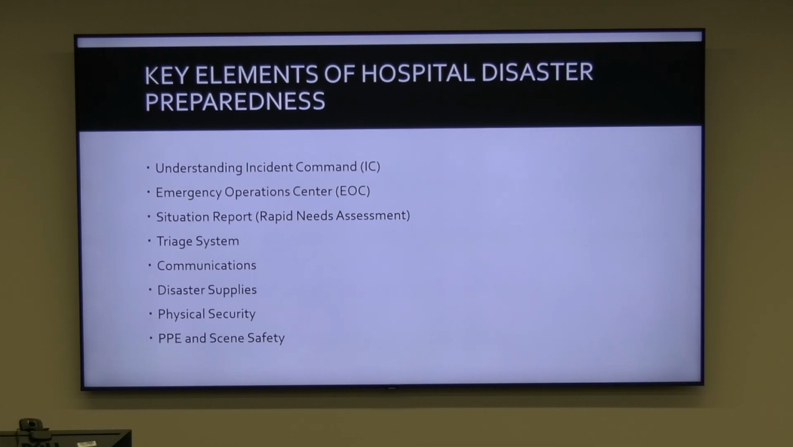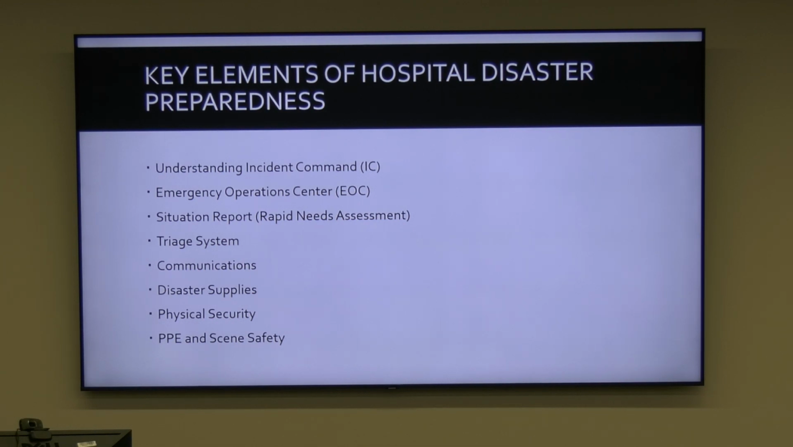The Emergency Operations Center would be the central location where most of the planning and tasks are executed. This might be like a central location in a hospital where all the information comes in and decisions are being made. Situation report or rapid needs assessment is that understanding of the situation and collecting the data that is needed to make the decisions for this disaster.